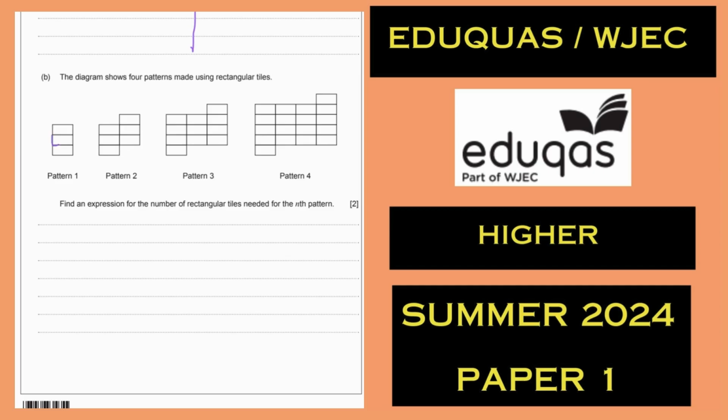If you want to spot the quick way, pattern 1 is 1 with 2 on it. Pattern 2 is 2 squared with 2 on it. Pattern 3 is 3 squared with 2 on it. And pattern 4 is 4 squared with 2 added onto it. So you take the pattern number, square it, and add 2. But you'd get there anyway, and it wouldn't save a great deal of time doing it either way.